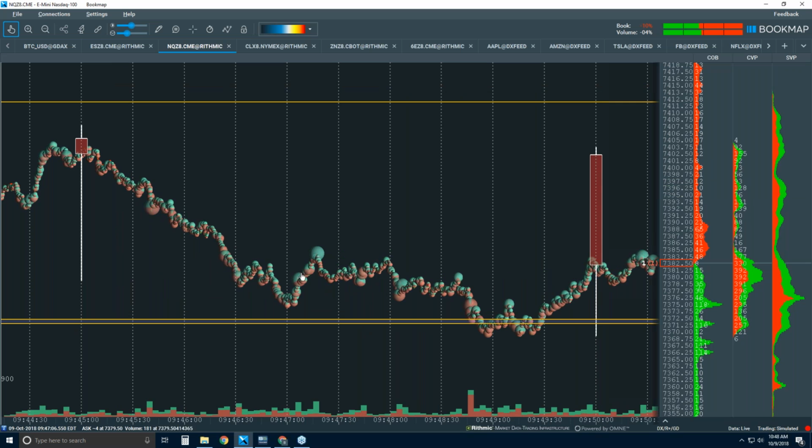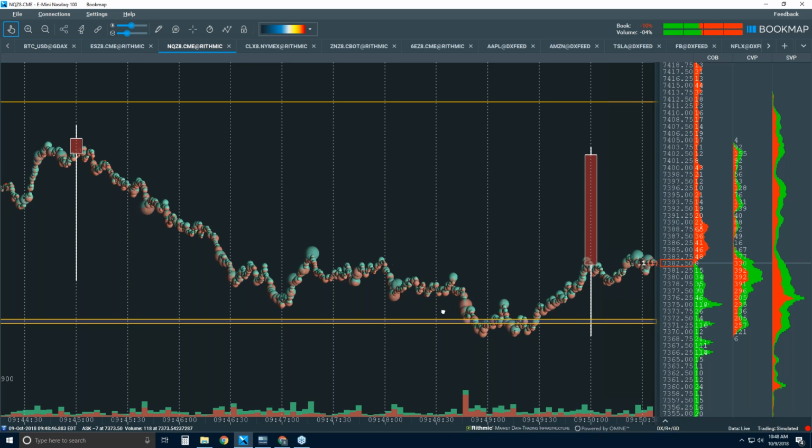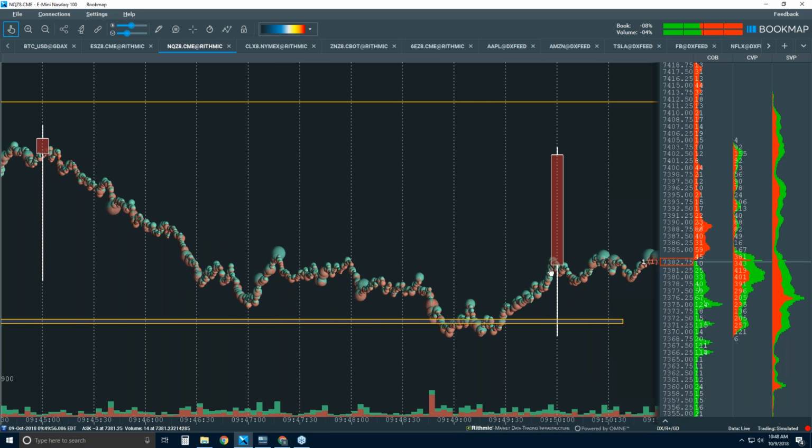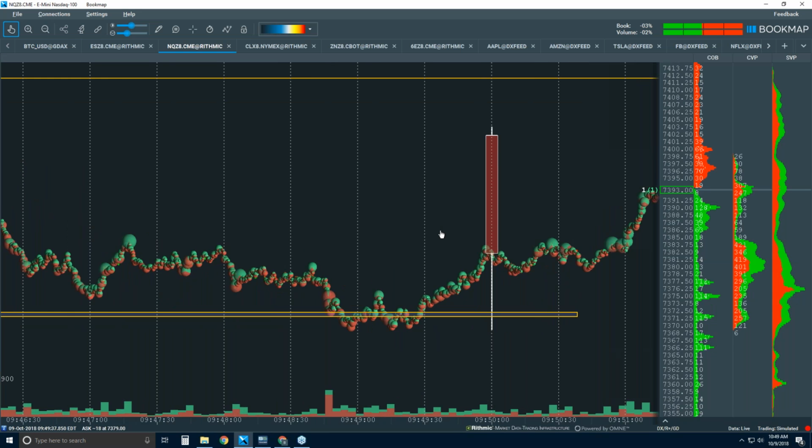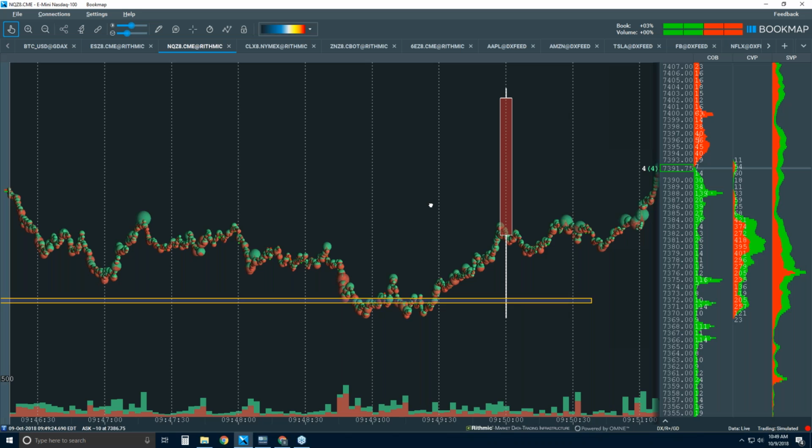Buyers start to step in here, a little early. We still make lower lows here. But then the buyers step in again here, and it really starts to pick up. Look at the little areas here. It gives us insight. In fact, for those of you looking at your volume profile, you know exactly what this is.